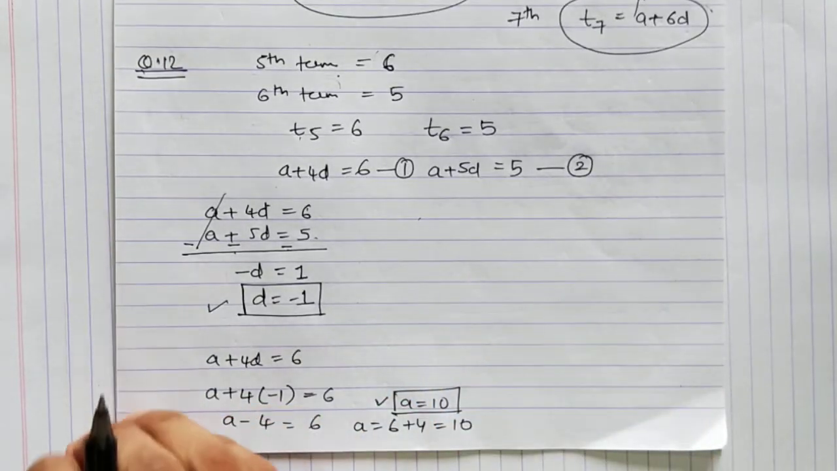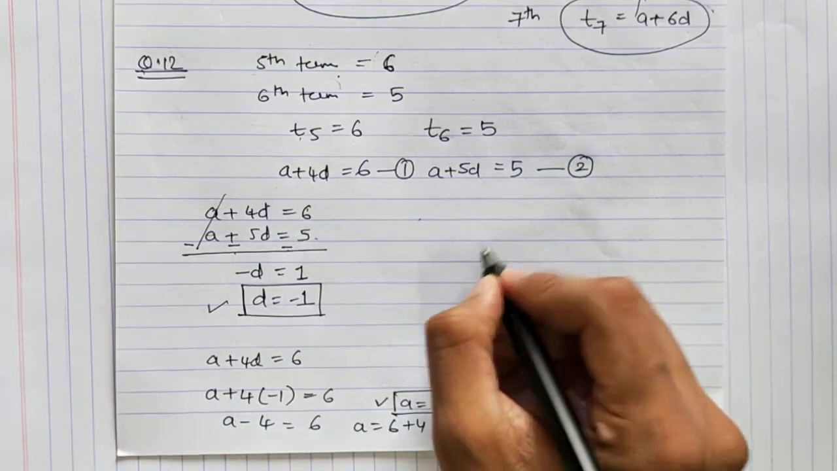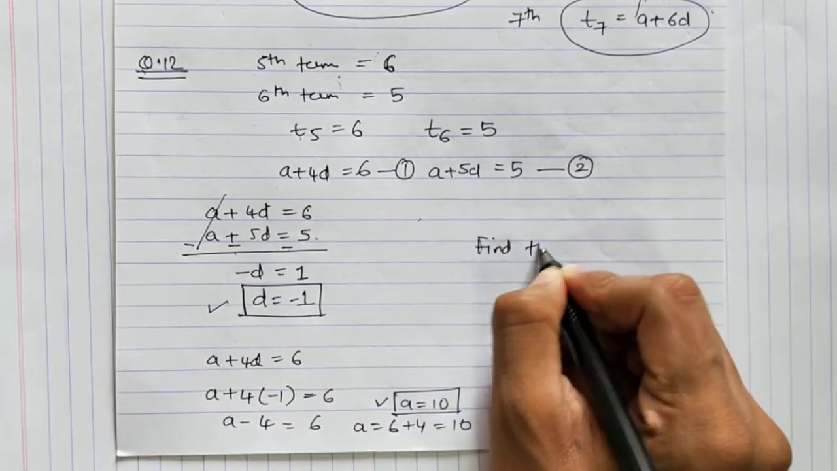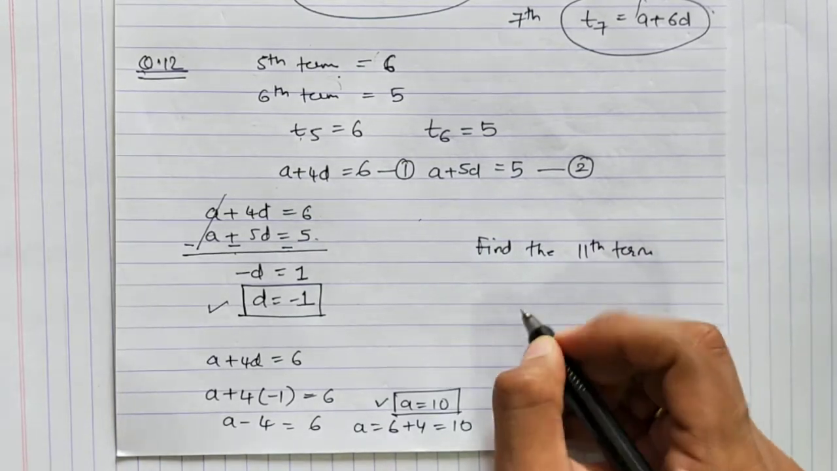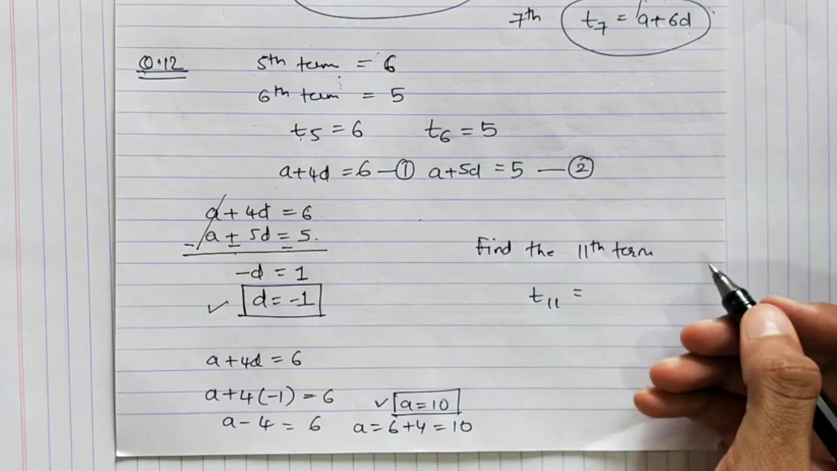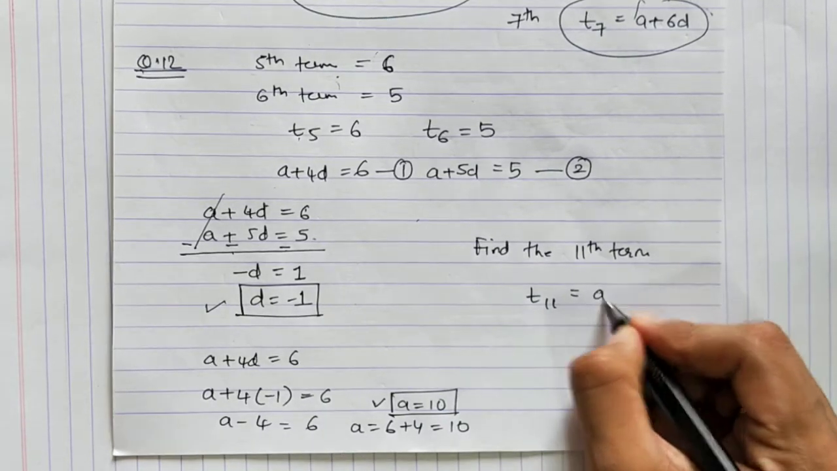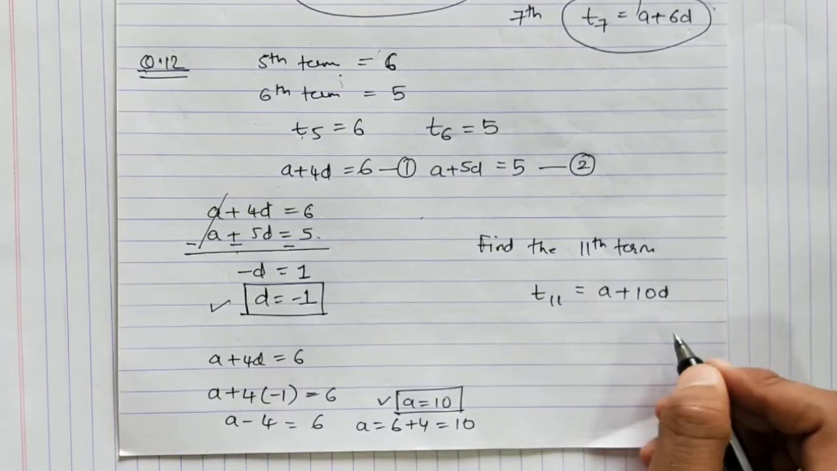अब क्वेश्चन में पूछा क्या है? In the end they have asked us to find the 11th term. So find the 11th term. Now you only think what will be the 11th term? T11 will be a plus 10d, correct. T11 will be a plus 10d.